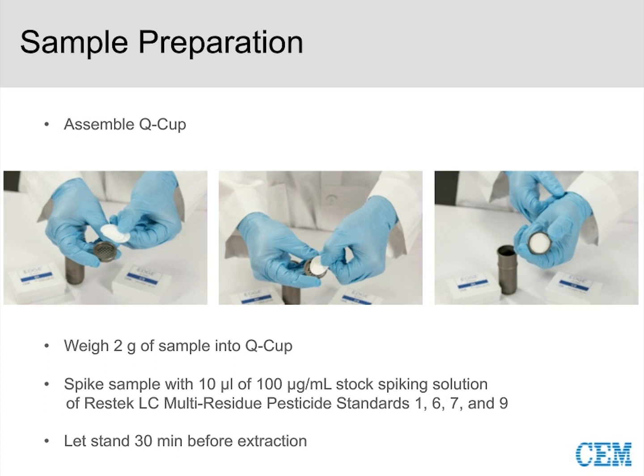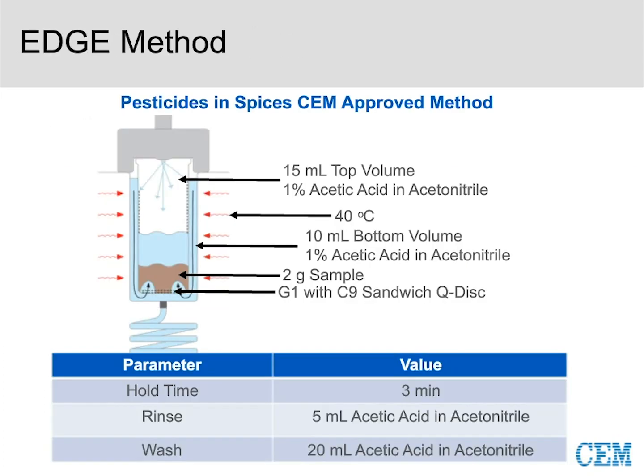If we look now at the actual method, what I've got depicted here is the cross section of the Q cup in the chamber there, similar to what you saw in the video. That hopefully gives you a visual of what's going on in that cell. So we are going to use the exact same solvent that is used in QuEChERS. So that 1% acetic acid in acetonitrile, so that keeps that simple. We're going to do 15 milliliter top volume add, and then we're going to do a 10 milliliter bottom volume add of that. And remember, that bottom volume add is what's giving you that dispersive effect.